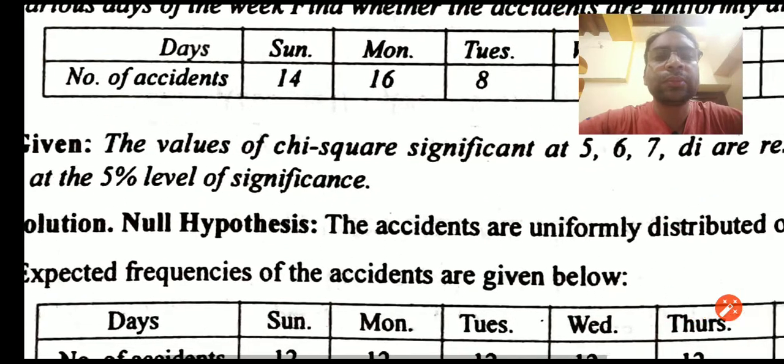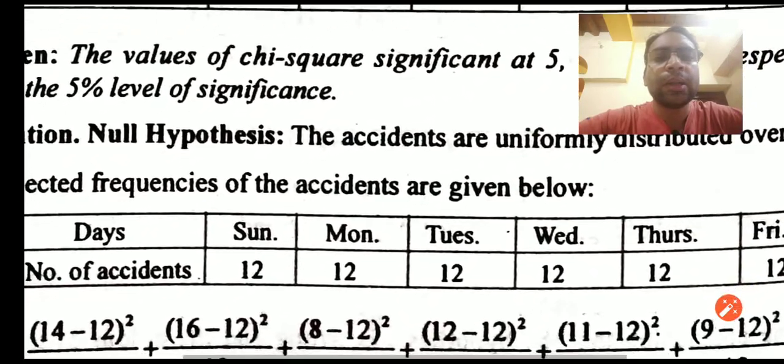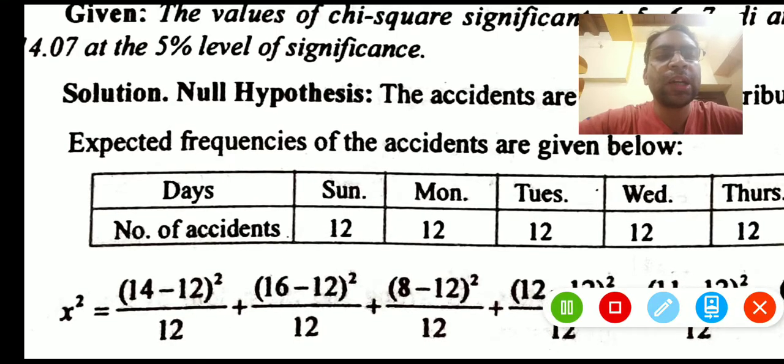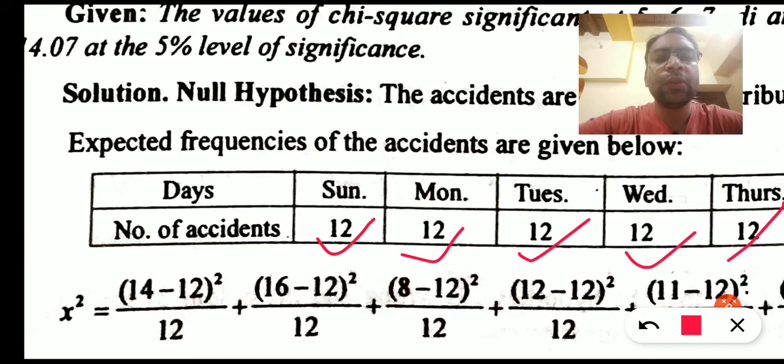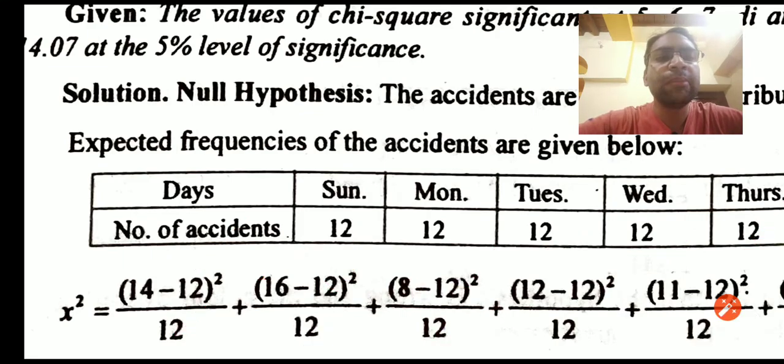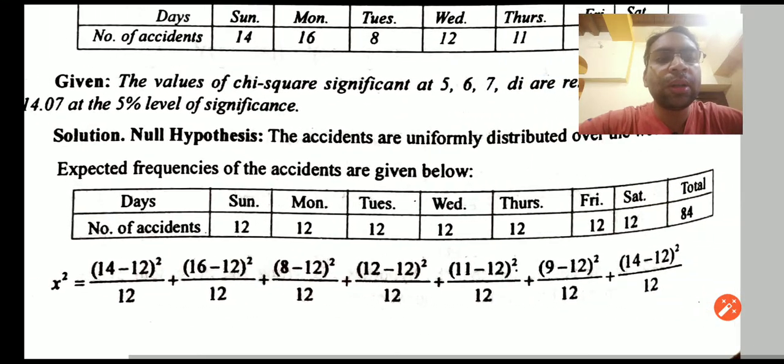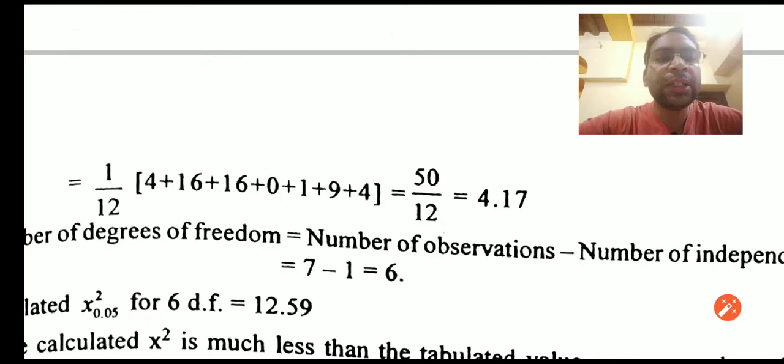So I hope you have understood how this 12 came. We have added all the frequencies, divided by the number of days, and distributed this throughout the week. Now we will calculate the chi-square with the observed and expected values. For the first day, the observed and expected values, then for the second day, and the third day. In the same manner, we will sum all values, and we can see that the chi-square value coming here is 4.17.